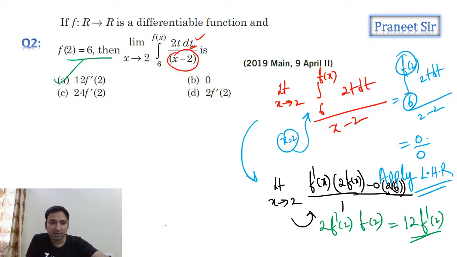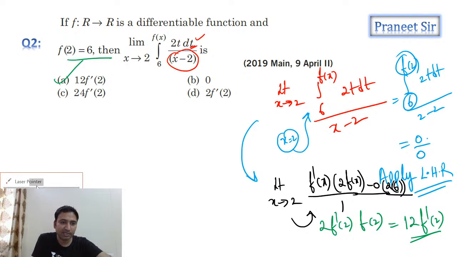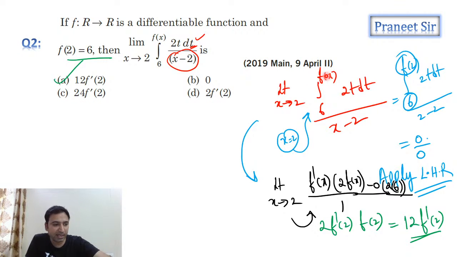Understood this question? As it is coming like 0 by 0. Why is it coming like 0 by 0? If you substitute the limit directly, f of 2 is becoming 6 only. So integral 6 to 6 is 0. If in a definite integration the lower limit and upper limit are the same, then we can say that it is 0. So 0 by 0 we're getting. So we applied L'Hospital rule.